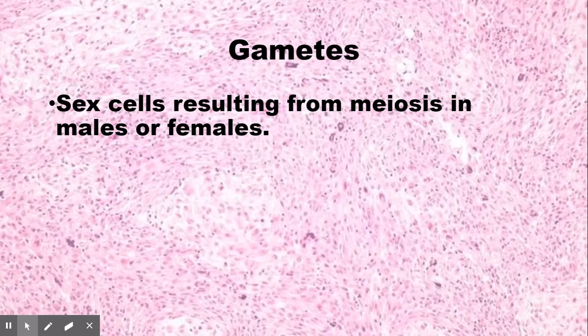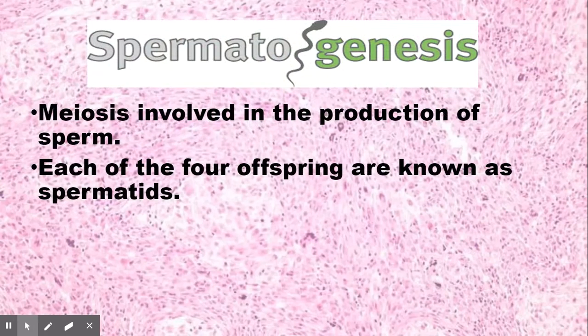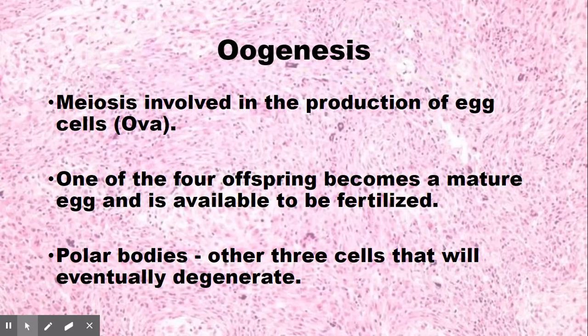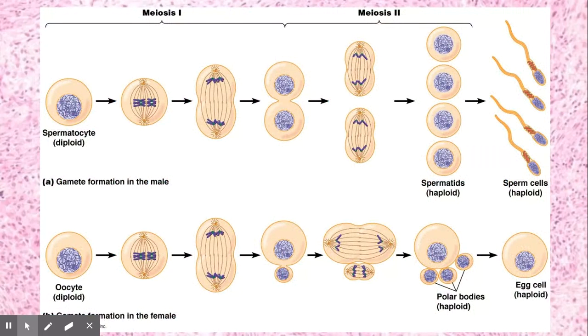Gametes are those sex cells that are produced, so whether they're eggs or sperm. Spermatogenesis is when meiosis is involving the sperm, and here we're going to get 4 sperm produced. Oogenesis is when it occurs in the eggs, and instead of getting 4 eggs produced, now we're going to get 3 polar bodies and 1 viable egg. And those polar bodies are smaller than the actual egg that is usable.